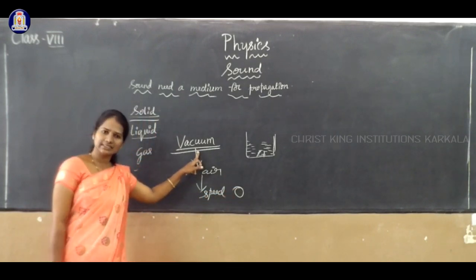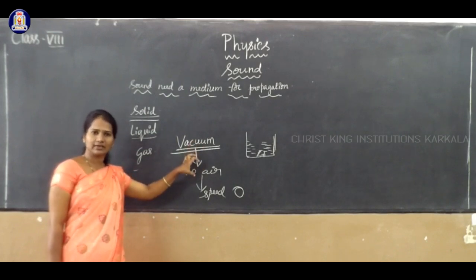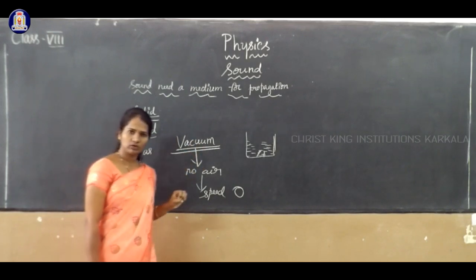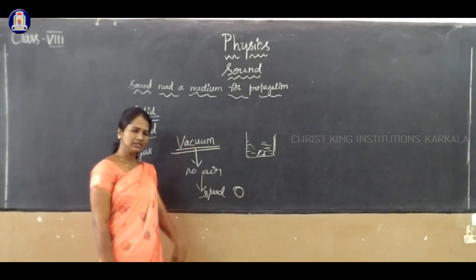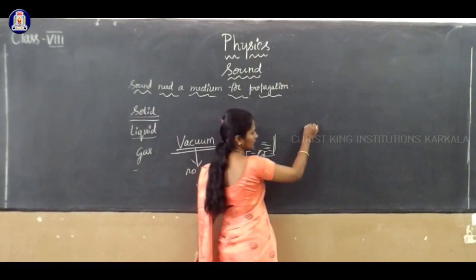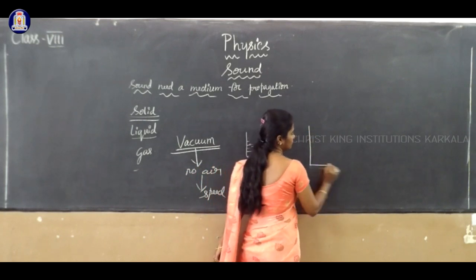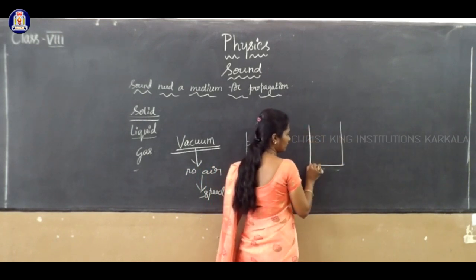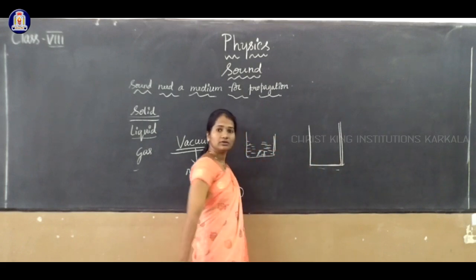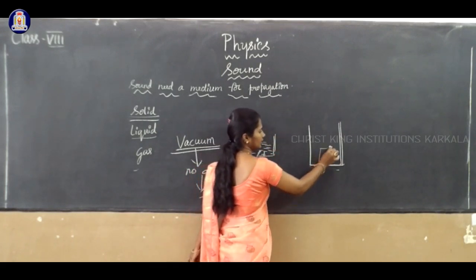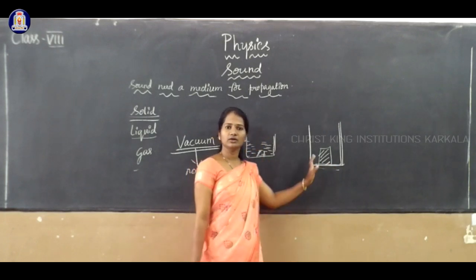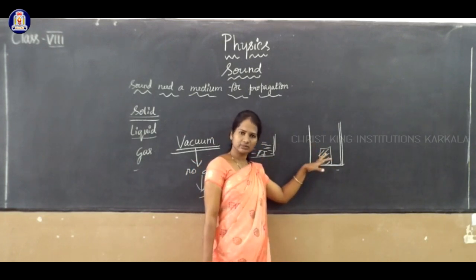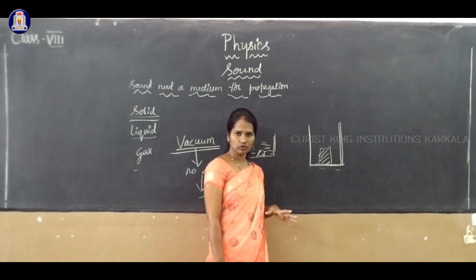So how can we show this by experiment? How can we say in vacuum the speed of sound is zero, or sound cannot travel through vacuum? For this we can do this activity. Take one jar or please take one glass tumbler. Take your mobile and keep it inside the glass tumbler. Just give a ring. Just call this mobile. You can hear the ringtone.